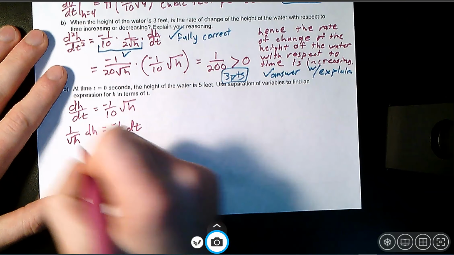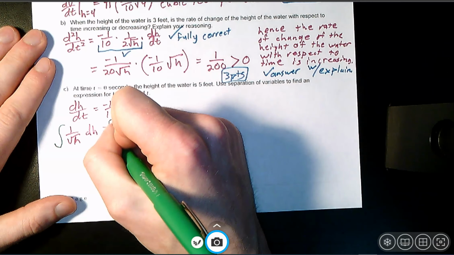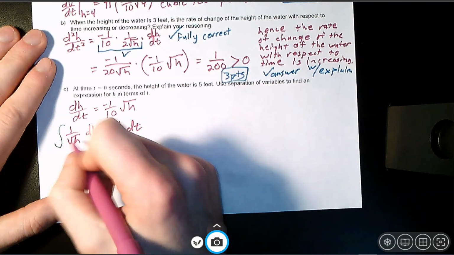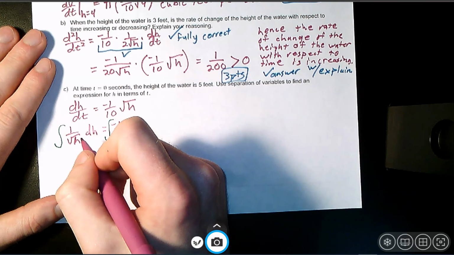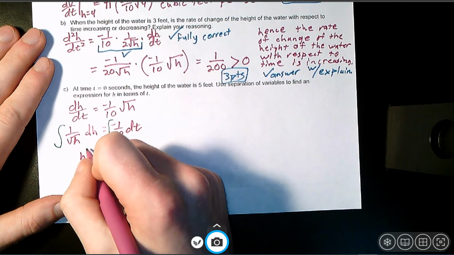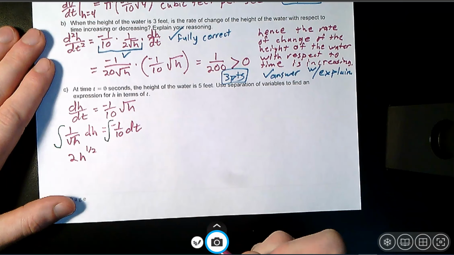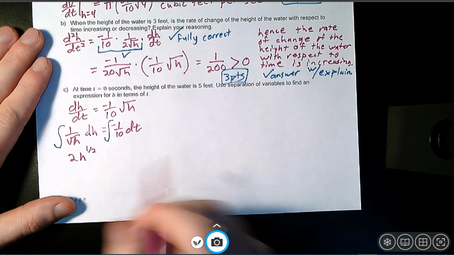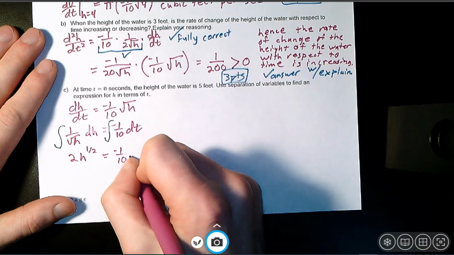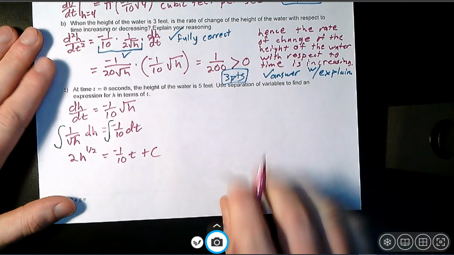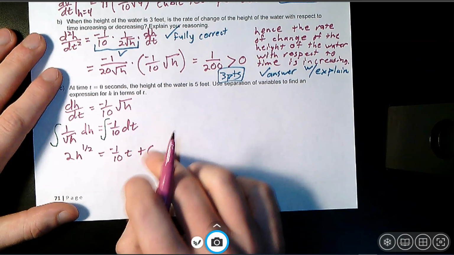Okay, so on this side, I'm going to be integrating now, and I'm going to integrate on this side as well. On the left, if you think about that as a -1/2 power, the antiderivative of h to the -1/2 is going to come from h to the +1/2, but that constant is going to need to be a 2 in the front of it in order to cancel that properly. Okay, so over here I'm going to have 2h to the 1/2. Over on the other side, -1 over 10 times t. Don't forget about your plus c, your constant, your Charlie. Let's see what we can do then about solving for that Charlie.